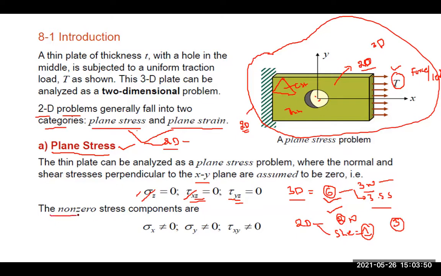So the remaining non-zero stresses: sigma z is 0, the 2 normal stresses are sigma xx and sigma yy, which do not become 0, and similarly tau xy will be present. So there are only 3 stresses present: two normal stresses and one shear stress. This is all about the plane stress condition.